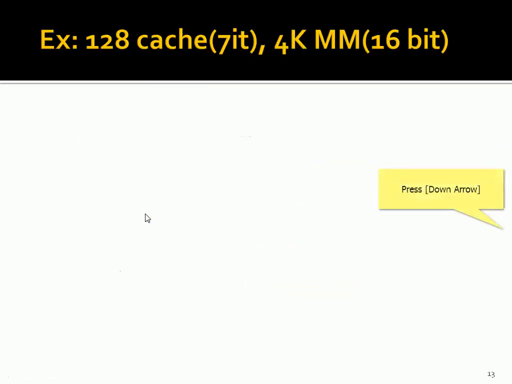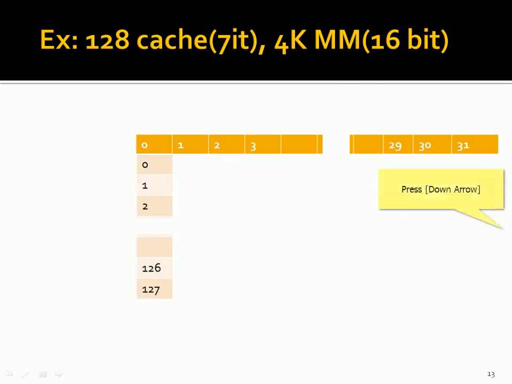So let us elaborate with an example. The same example will continue. That is a 128 block cache, which is 7 bits. 4 kilobyte main memory, for which you need a 12 bit address. Sorry, that is 16 bit for 64 kilobyte memory. Okay, that should be 64 kilobyte main memory.